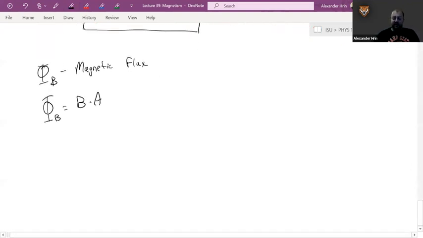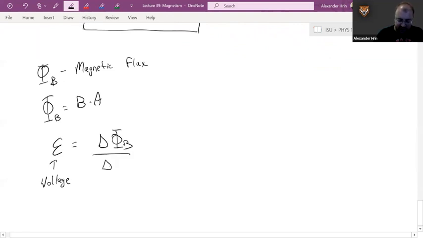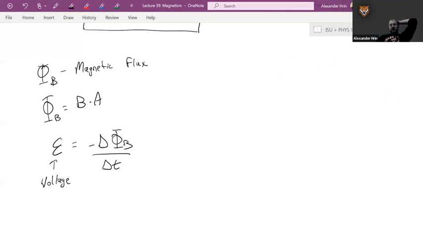And it turns out that it's actually this flux quantity that matters, if that changes. So your EMF, and remember that's just a voltage, the voltage generated is equal to the change in magnetic flux divided by the change in time. Okay, and really that's a derivative. For other reasons, that should also actually be a negative. But really this is fundamentally what's going on.